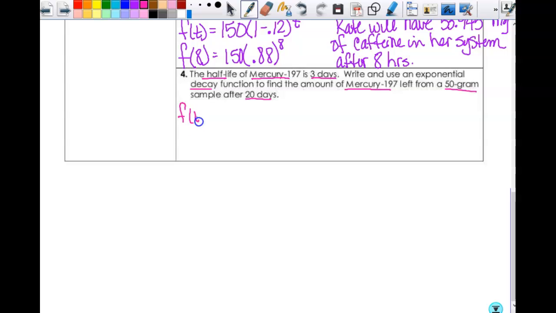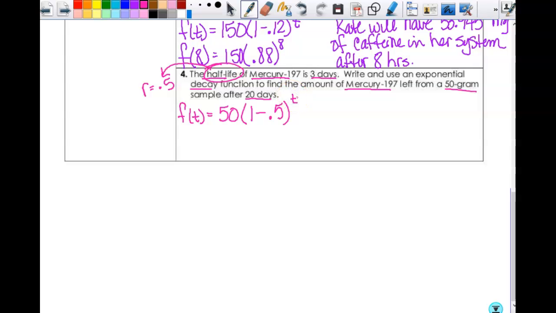So we're going to do f(t), right? That's equal to, what did we start with? No, we started with 50. Yeah, started with 50. Times 1 minus, all right, so what's the rate here? Half-life, 0.5. 1 minus 0.5 to the t power, right?